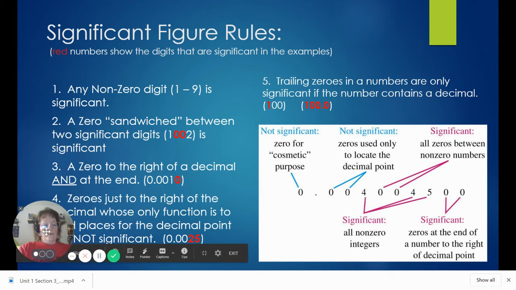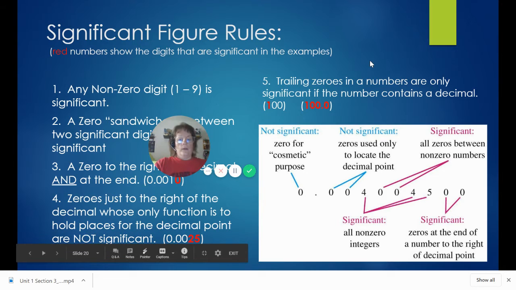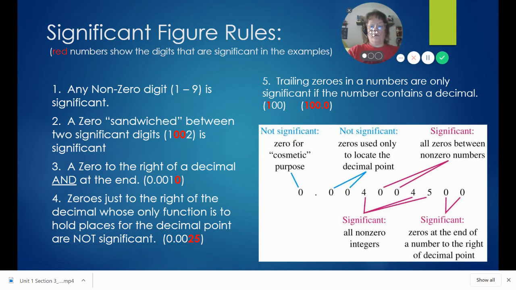Okay, let me move myself out of the way. Come on, there we go. All right, so there's rules that you have to know. Okay, and I've given you some examples under each rule, and the red numbers show if I'm pointing out certain things based on the rule, they would be considered significant. So any non-zero digit, so anything 1 through 9, that's always significant. You would always count that as a sig fig.